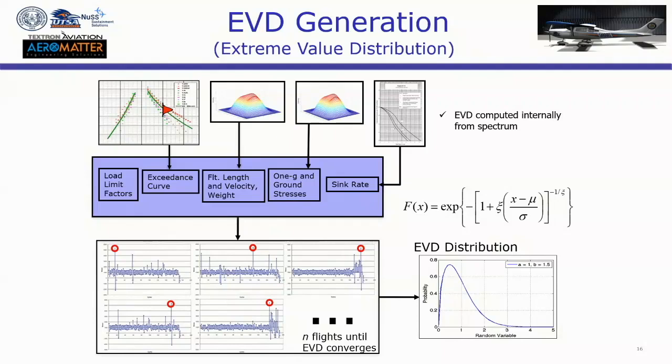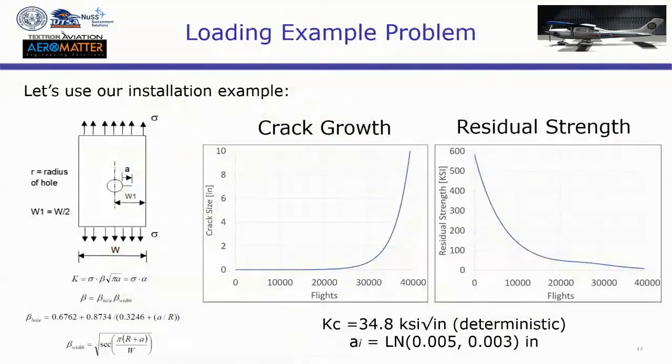So we take the maximum from each flight, and then we run an optimization subroutine to find, based on this equation, what the EVD is for that loading. We take all the different maxima and we find the parameters mu, sigma, and zeta that will tell me which EVD I have, okay? So let's take a look at the loading example. I will stop here if you have any questions about loading or EVD. If not, let's get into SMART.